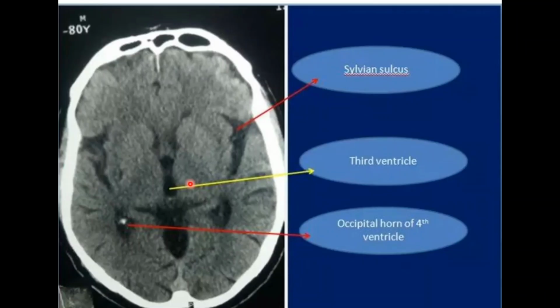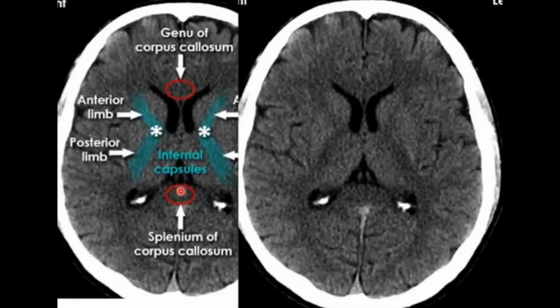On this image you can appreciate the sylvian fissure, and the third ventricle is visible, and the occipital horn of the lateral ventricle can be seen quite clearly. A midline structure, corpus callosum, can be seen here, and it has four parts. The first is rostrum, and the genu, and the body, and the splenium. Here, in the midline, you can see the genu of the corpus callosum is visible, and there is also splenium of the corpus callosum visible.